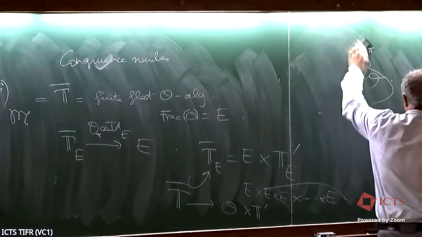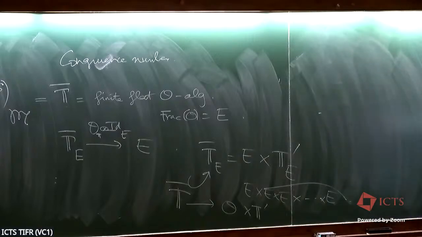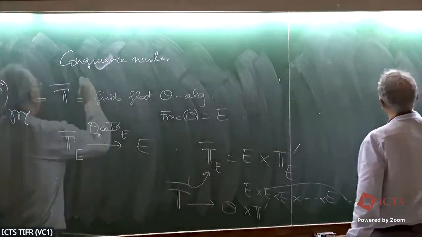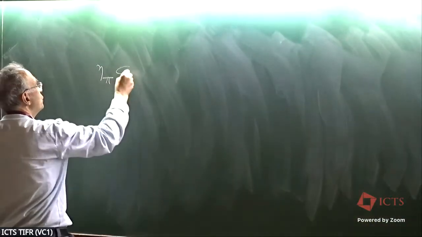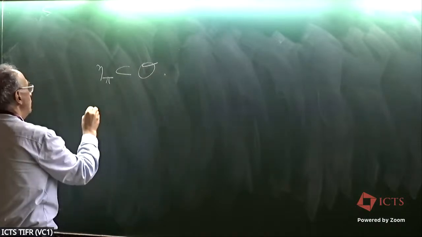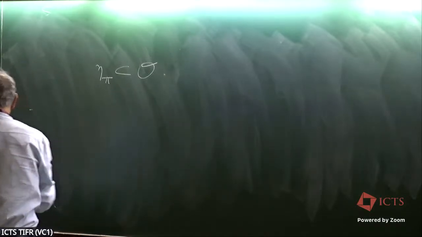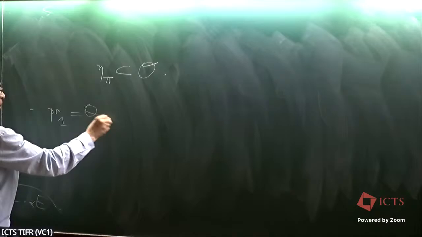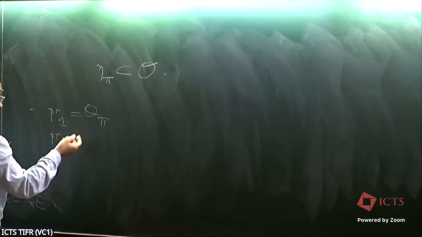And now, what is the congruence module, or the congruence number? Well, you can define it in the following way. You have two projections here. The first projection, PR1, is theta pi, and the second projection is, I don't know.